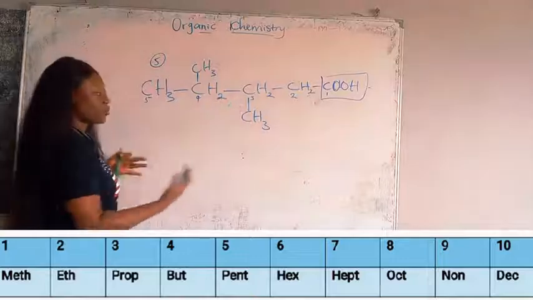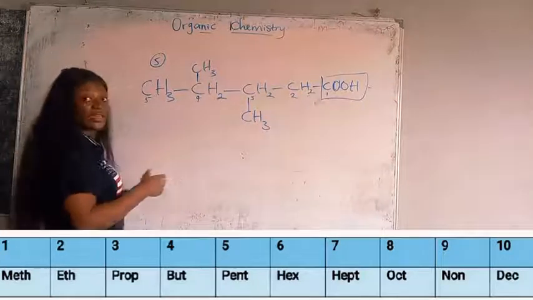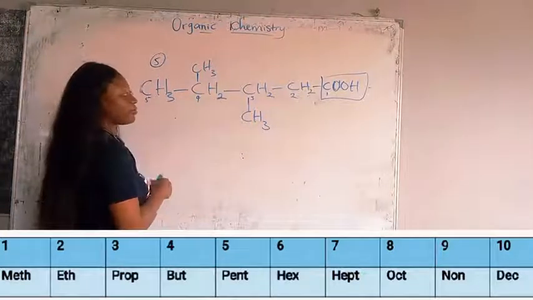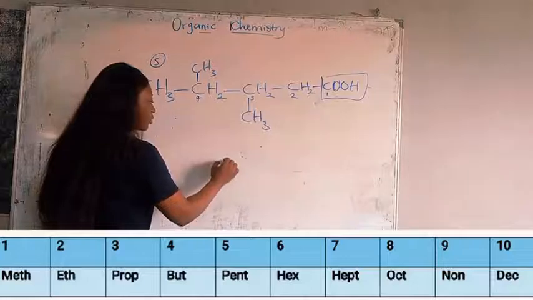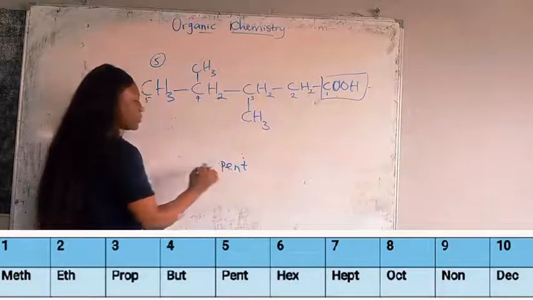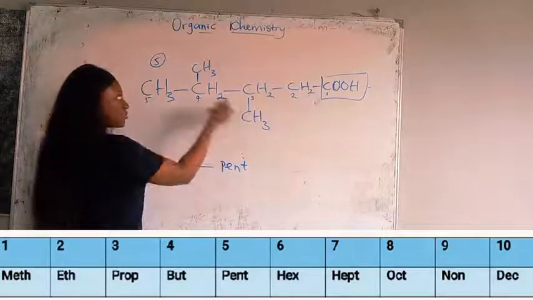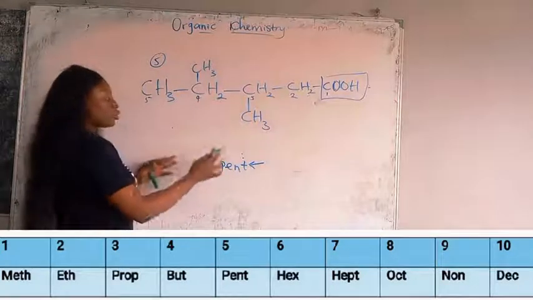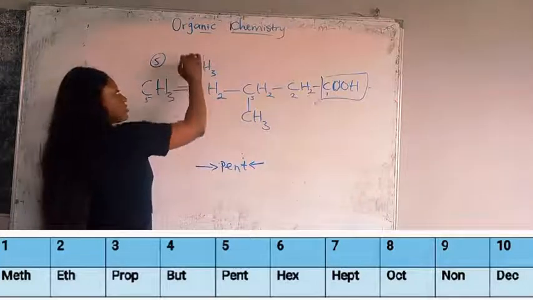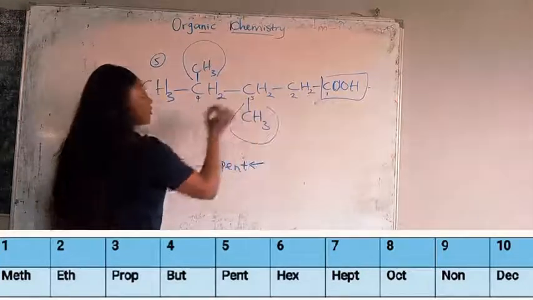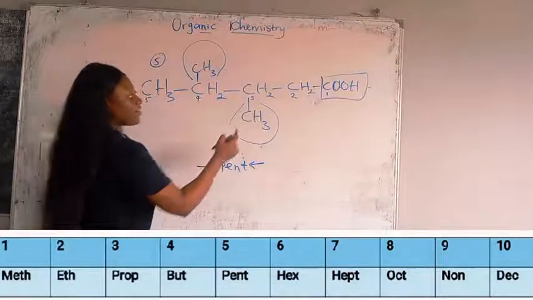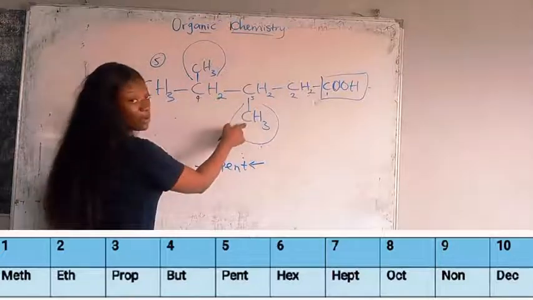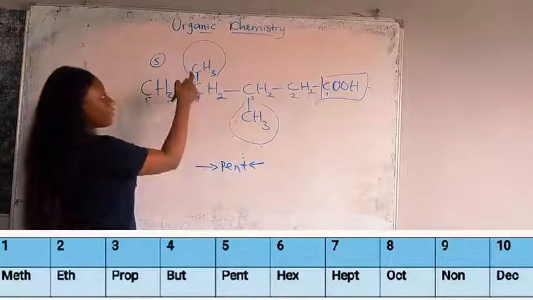So after the counting, we are going to get the root word. Looking at this, the root word for an organic compound containing five carbons is pent. So we are still going to add substituents, and we're also going to add the functional group. Let us first add the substituent. Let me circle the substituents to know that they are substituents. Now, this is carbon 1, 2, 3, 4, 5. The substituents form on carbon number 3 and on carbon number 4.